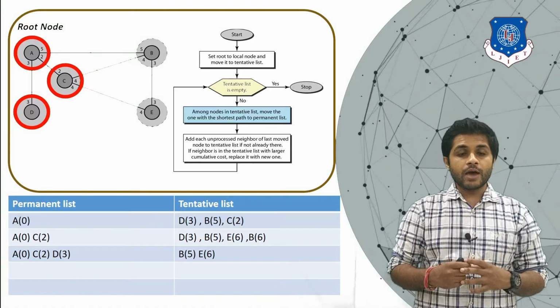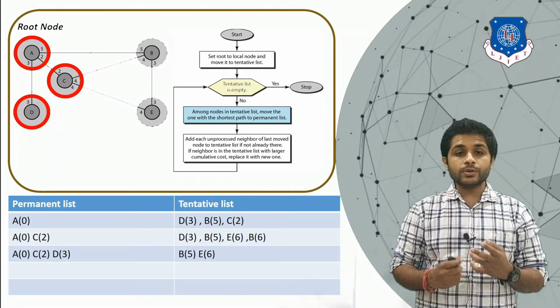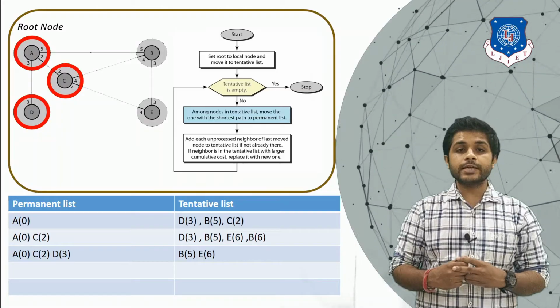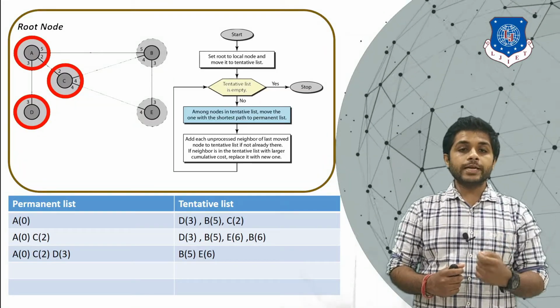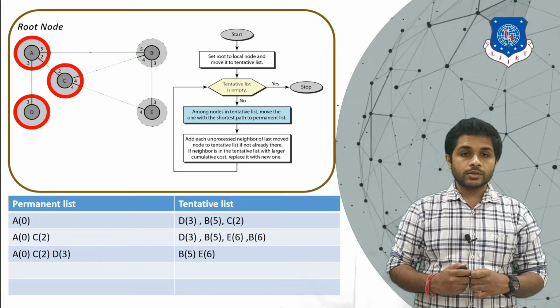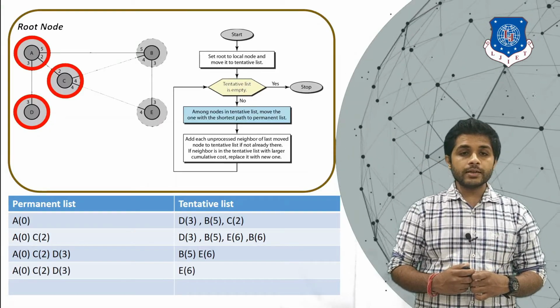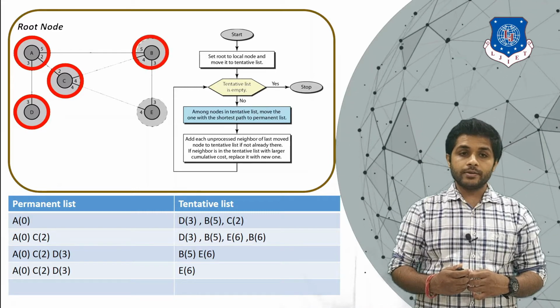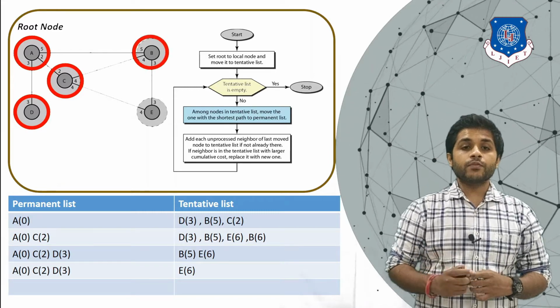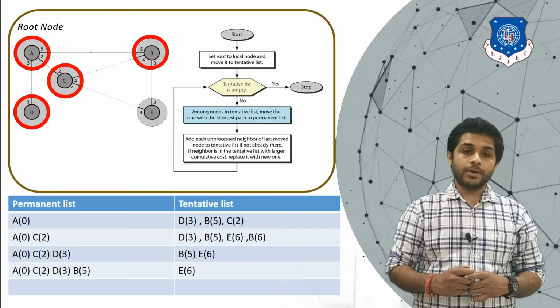Okay? After that we have two values, B5 and E6, in the tentative list, so we will move the shortest distance node from the tentative list to the permanent list. So which node will be added? B5 will be added. So we will move B5 from the tentative list to the permanent list.